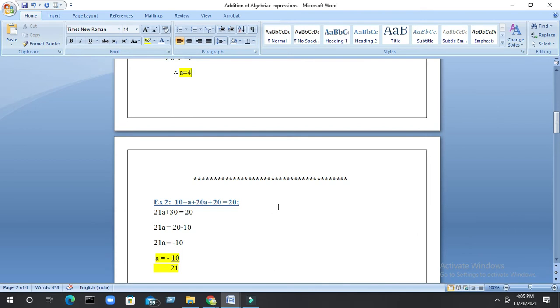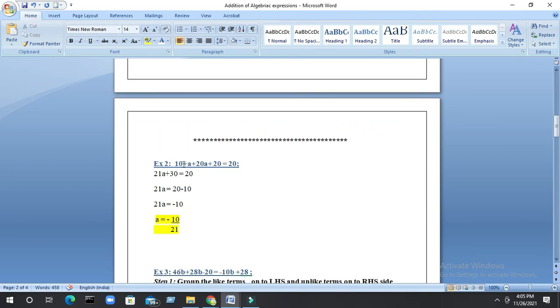Let me take you through the second example. It says 10 plus a plus 20a is equal to 20. If you observe, the variable a is repeated twice: this is a and 20a. So, push them onto one side. It can of course be on RHS or on LHS. Since they are already present on LHS, why would I take the burden of moving them to RHS, right? So, a and 20a make 21a.